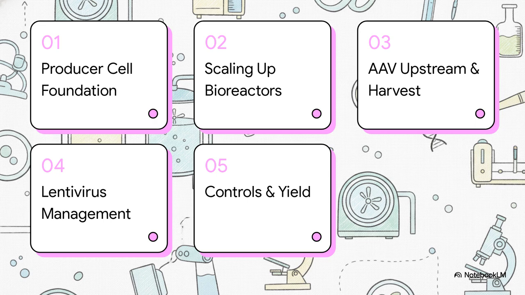So here's our roadmap for today. We're going to start with the producer cell foundation, move into scaling up the bioreactors, look at AAV upstream and harvest, then tackle lentivirus and managing envelope fragility. And finally, we'll hit controls and yield challenges. Just a quick note, we are taking a strict factory floor tour of the upstream processes today, and we're going to stop right before we hit downstream purification.